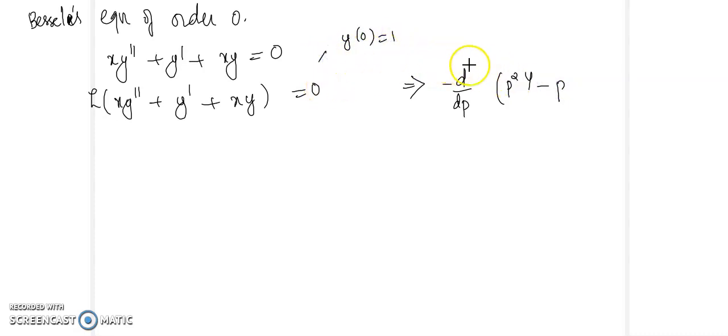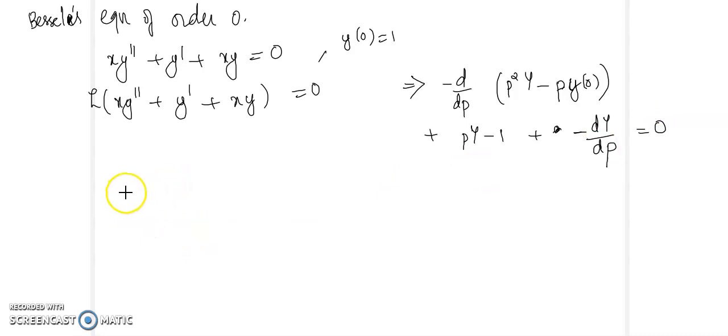So in the equation you have the initial condition y of 0 equal to 1 above p into y of 0. Then plus L of y dash is going to be pY minus y of 0, so pY minus 1. Then plus L of xy. L of xy is minus dY by dp. So this is equal to 0.